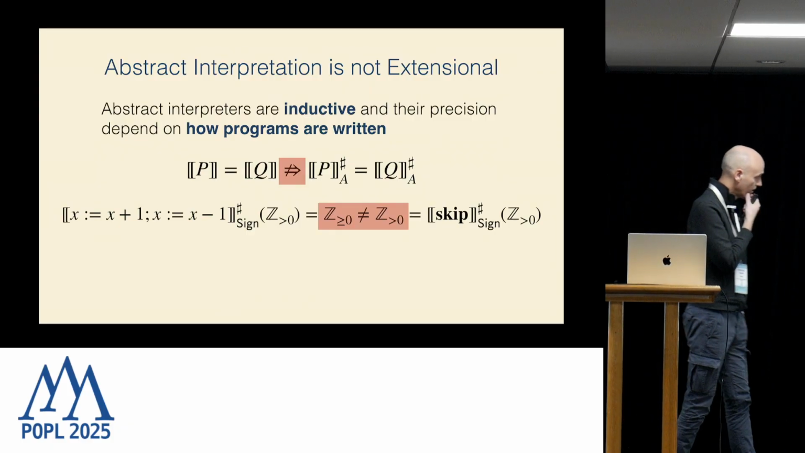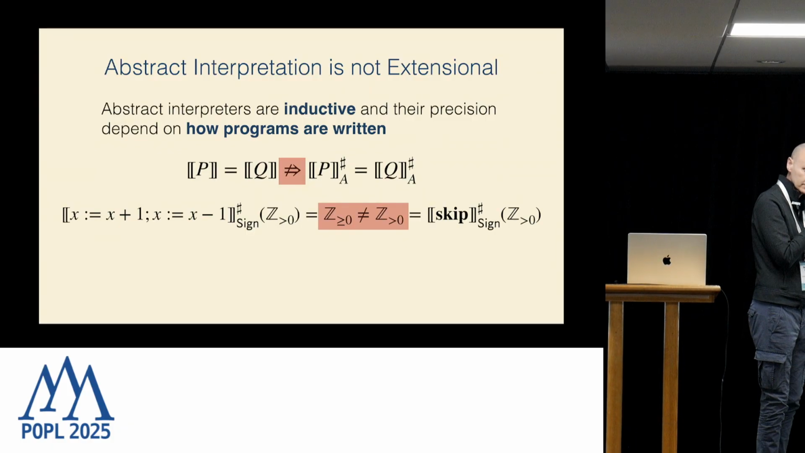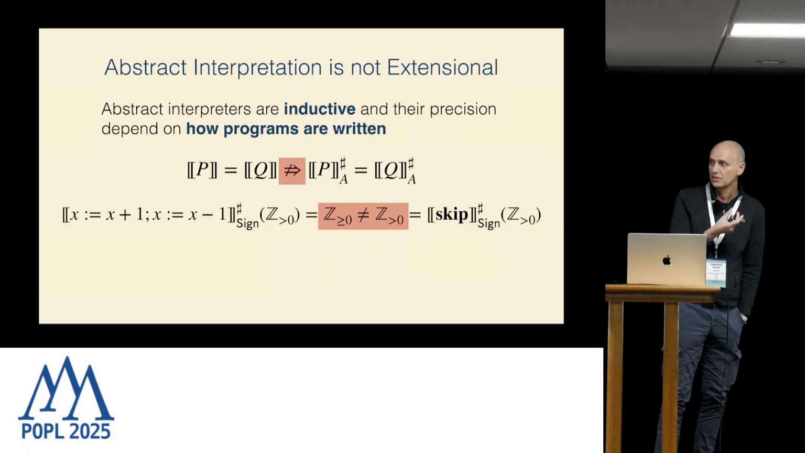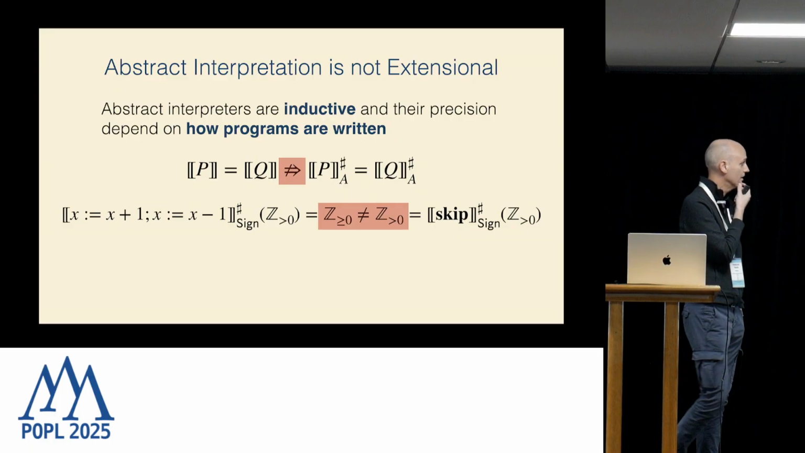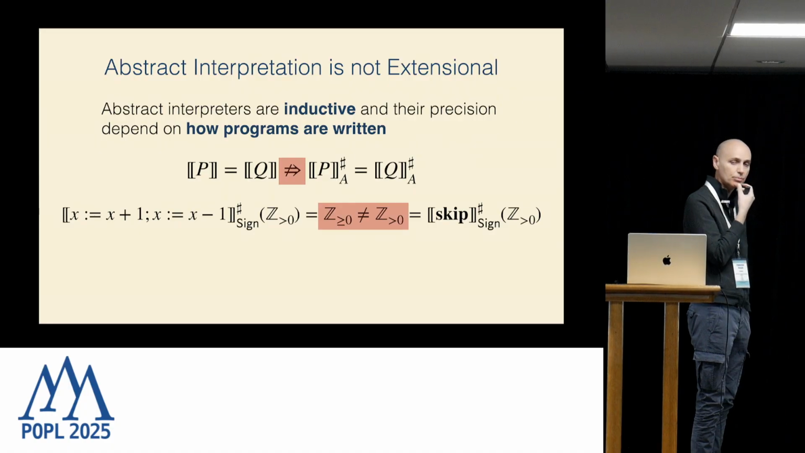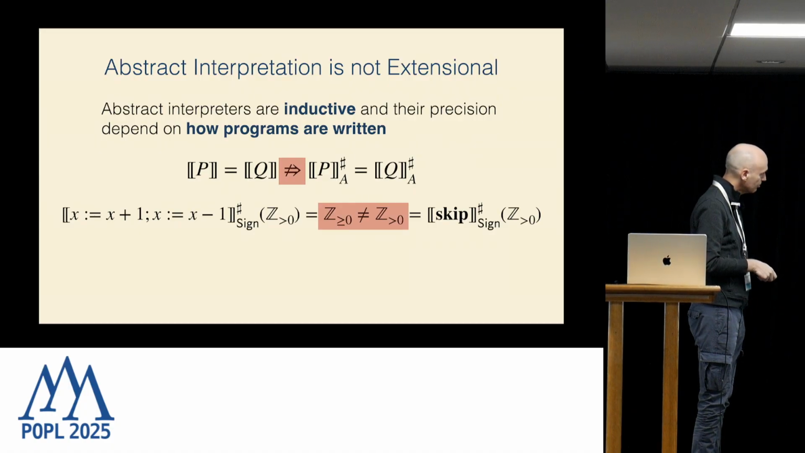Okay? A second point that this example shows is that, of course, abstract interpretation is inductive. And so the analysis of a program depends on how the program is written. That program, +1 followed by -1, is the same as the skip.